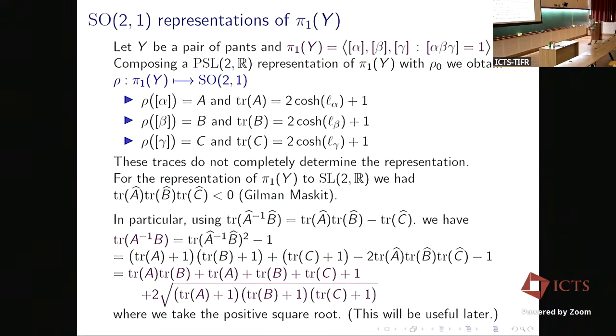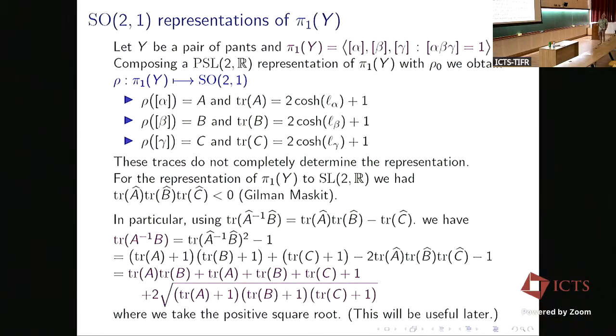So again, we take Y to be a pair of pants. It's pi1 of Y, its fundamental group, and we consider a representation of that. Well, we can think of it as going directly into SO(2,1), or we can think of going via PSL2(R). Doesn't really matter. But here, from the previous slide, we see that now the traces are again given by the hyperbolic lengths.